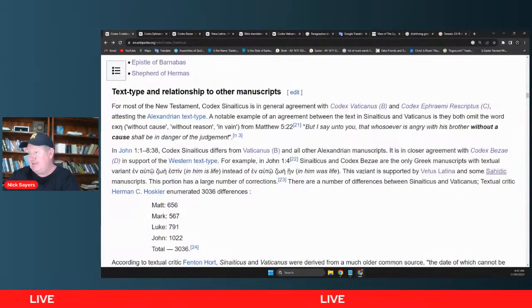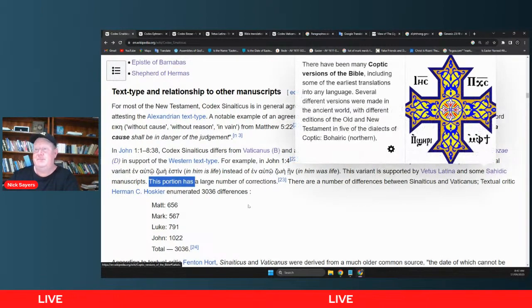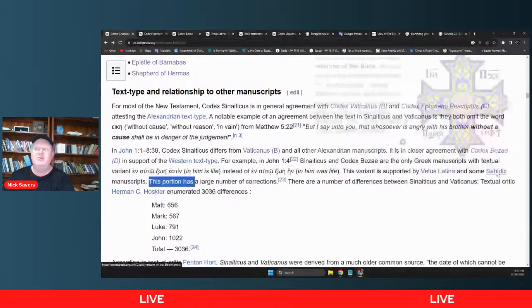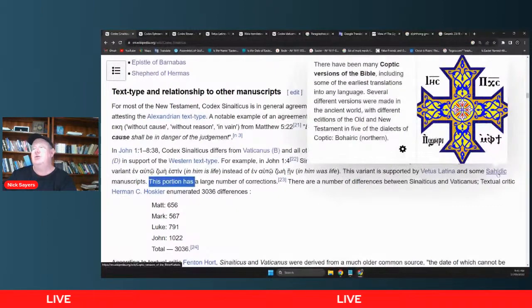So they're saying this variant is supported by the Old Latin and some Sahidic manuscripts. And notice it's some, it's not all. And even on the Sahidic here, there have been many Coptic versions of the Bible, including some of the earliest translations into any language. So it's an interesting language to look at, to think about.